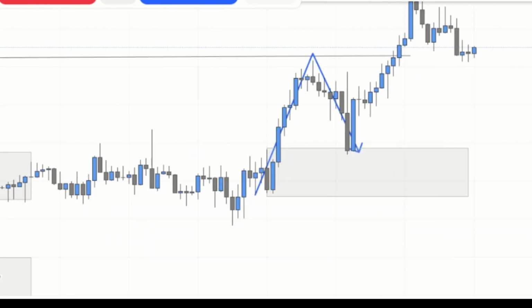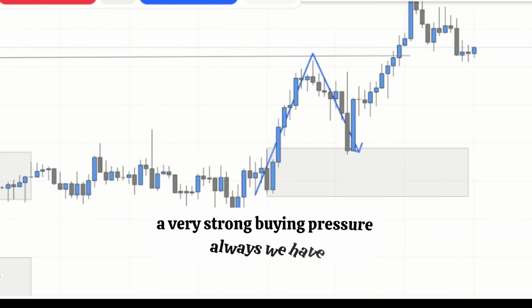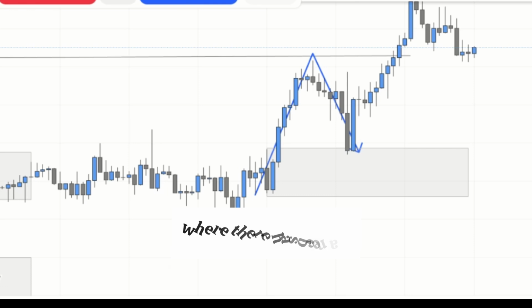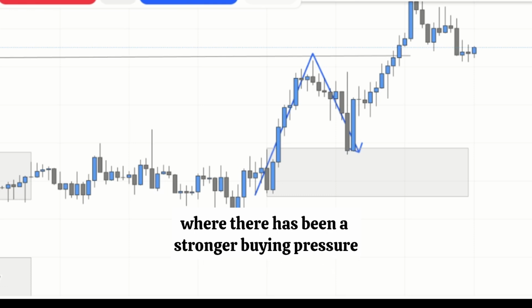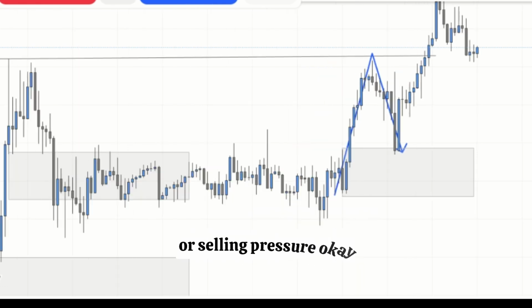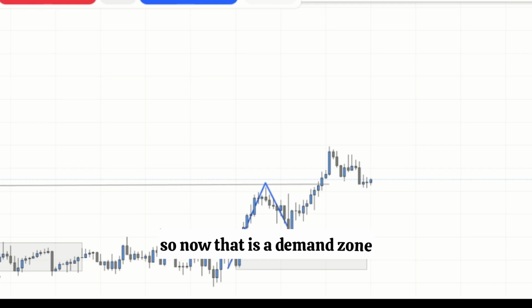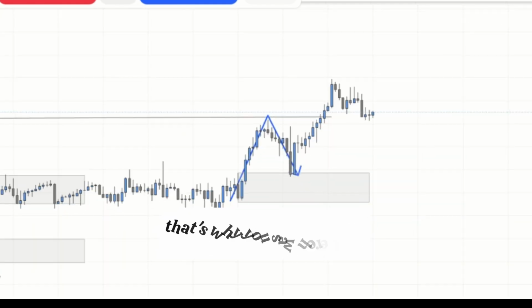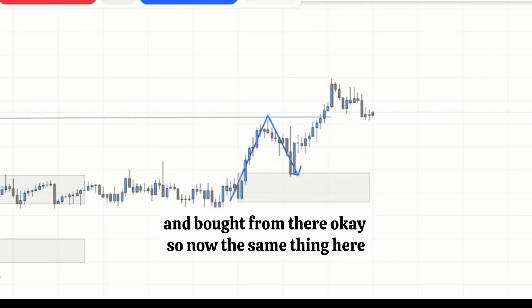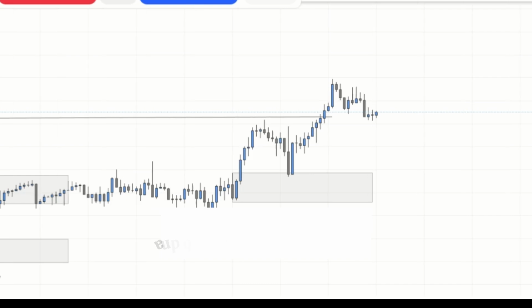After identifying a very strong buying pressure, we always have to look for those zones where there has been stronger buying pressure or selling pressure. So that is a demand zone. That's why you saw the market came back and bought from there. Okay, so now the same thing here.